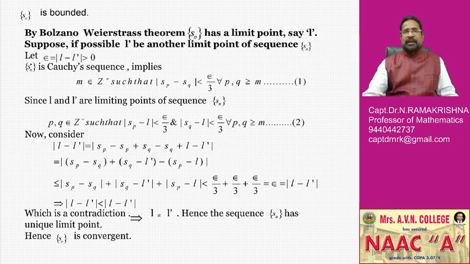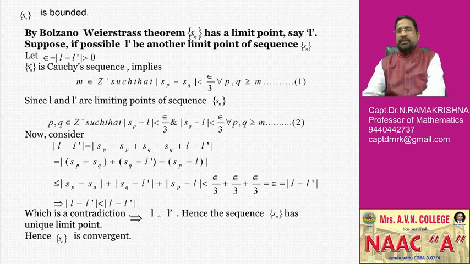Epsilon is nothing but modulus of L minus L dash. We began with modulus of L minus L dash, and that is less than modulus of L minus L dash. So a positive number is less than itself, which is absurd, not possible, a contradiction. Why are we getting this contradiction? Our supposition that L dash is another limit point for this sequence is absolutely wrong. So this sequence has a unique limit point. A bounded sequence has a limit point, and a unique limit point means the sequence Sn is convergent.